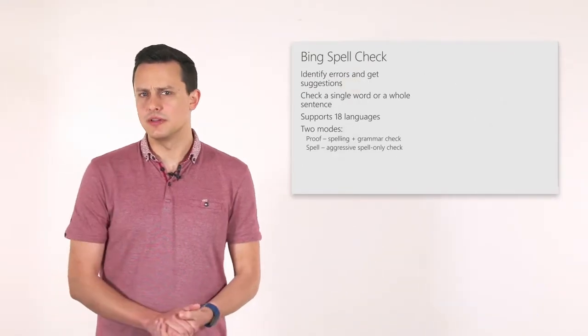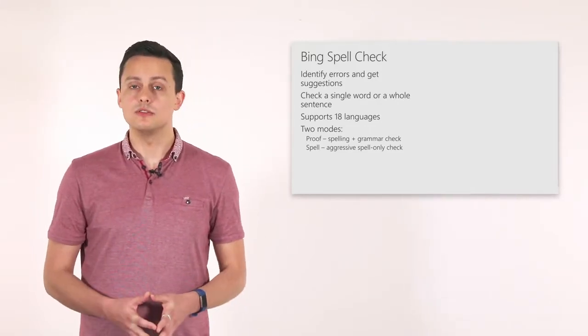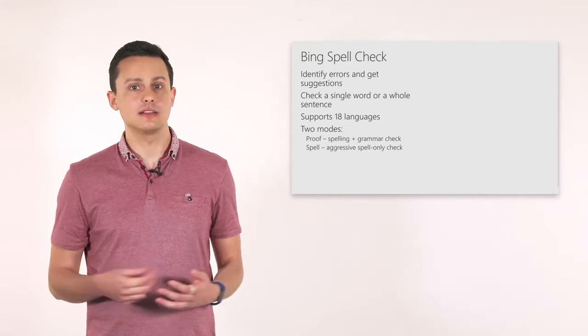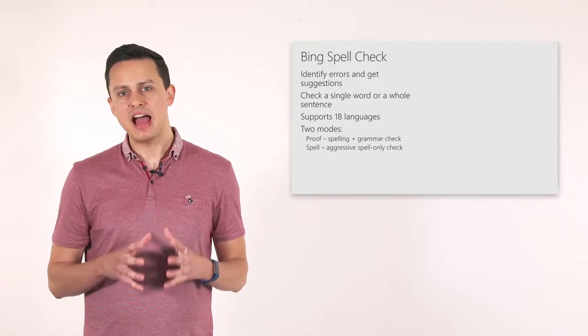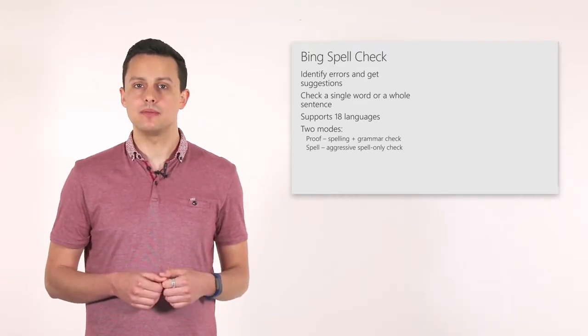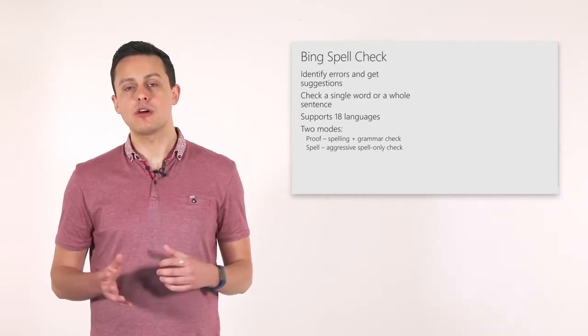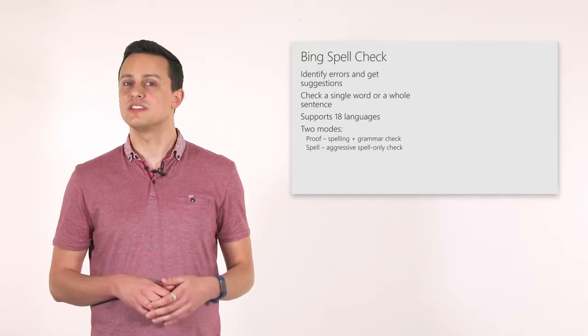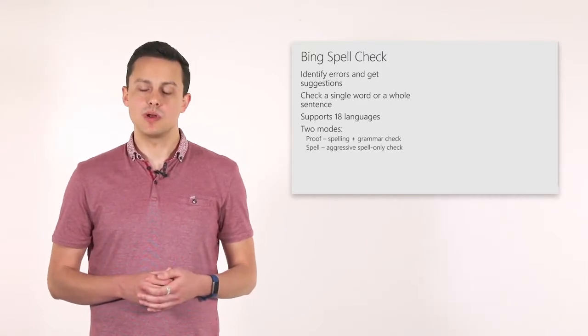Now, on the surface of it, you might think that the Bing spell check service is something that you might use when building a text editor or a document editor, for example. However, the power of Bing spell check for the natural language developer is significant because it allows us to not have to worry about all the different ways that users can misspell or misstructure their natural language queries.